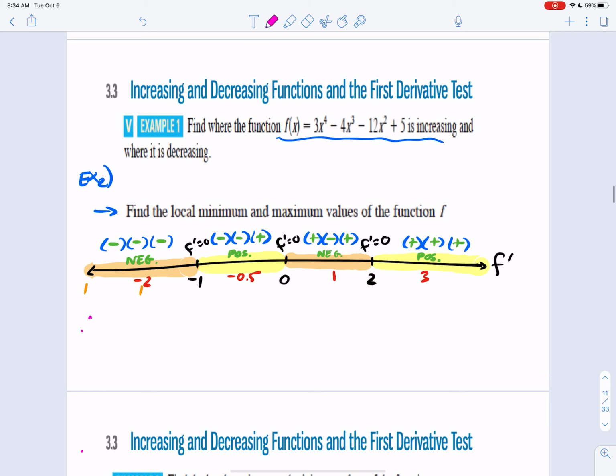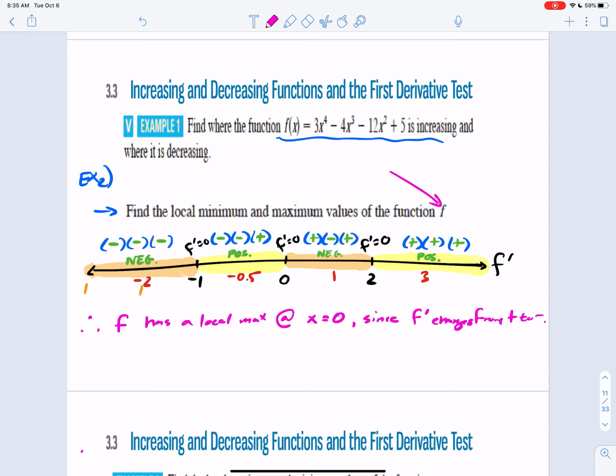So how do you write it formally? What has a local max or a min, right? You can't say it has a local max. We want to say f has a local max at x equals 0, since f prime changes from positive to negative. I'm running out of space.